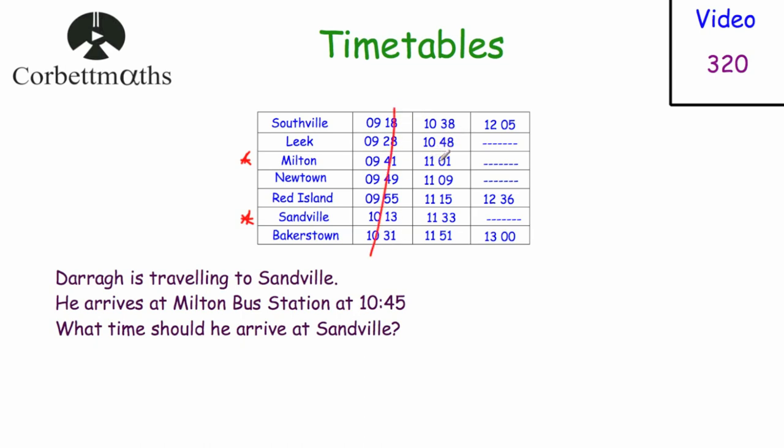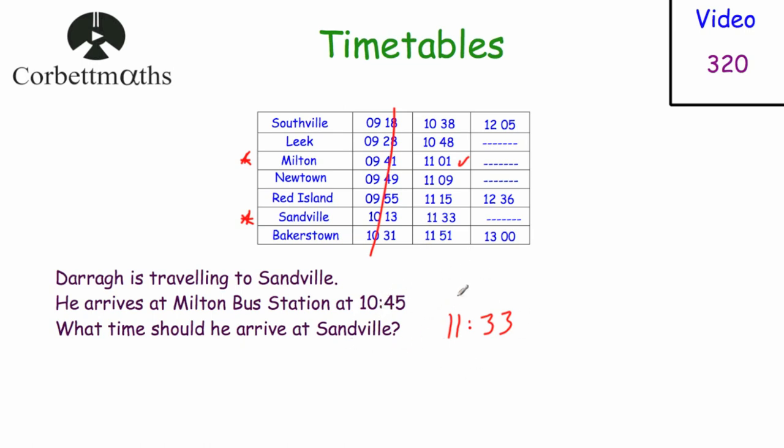And then we've got the second bus, and it's going to leave Milton at 11:01. Now he's arrived at 10:45, so that's great. So he is going to get this bus. And the question says, what time should he arrive at Sandville? So he should arrive at Sandville at 11:33, depending obviously if the bus is on time. So the answer would be 11:33. So we could have been asked different questions here. We could have been asked, how long is that journey? Well, if it leaves at 11:01 and it arrives at 11:33, that would take 32 minutes. It could be, how long does he need to wait until he can get the bus, and so on. But that's it, we've answered our question.